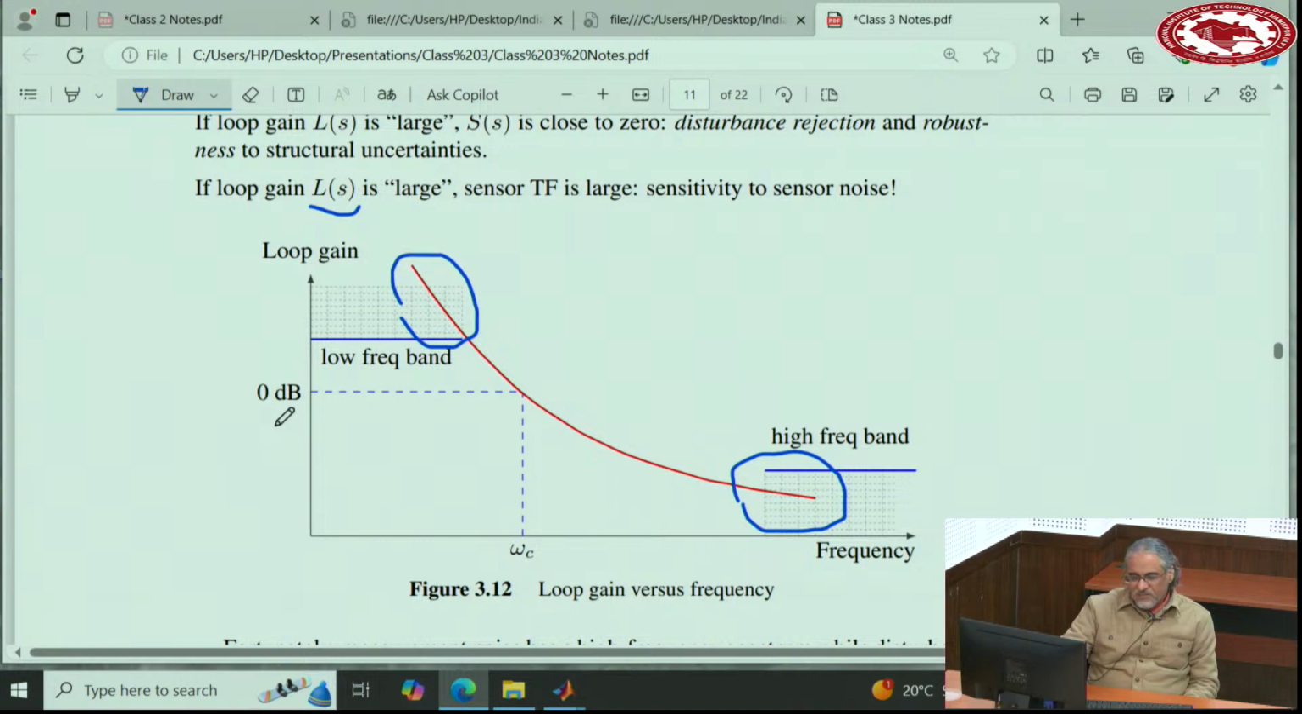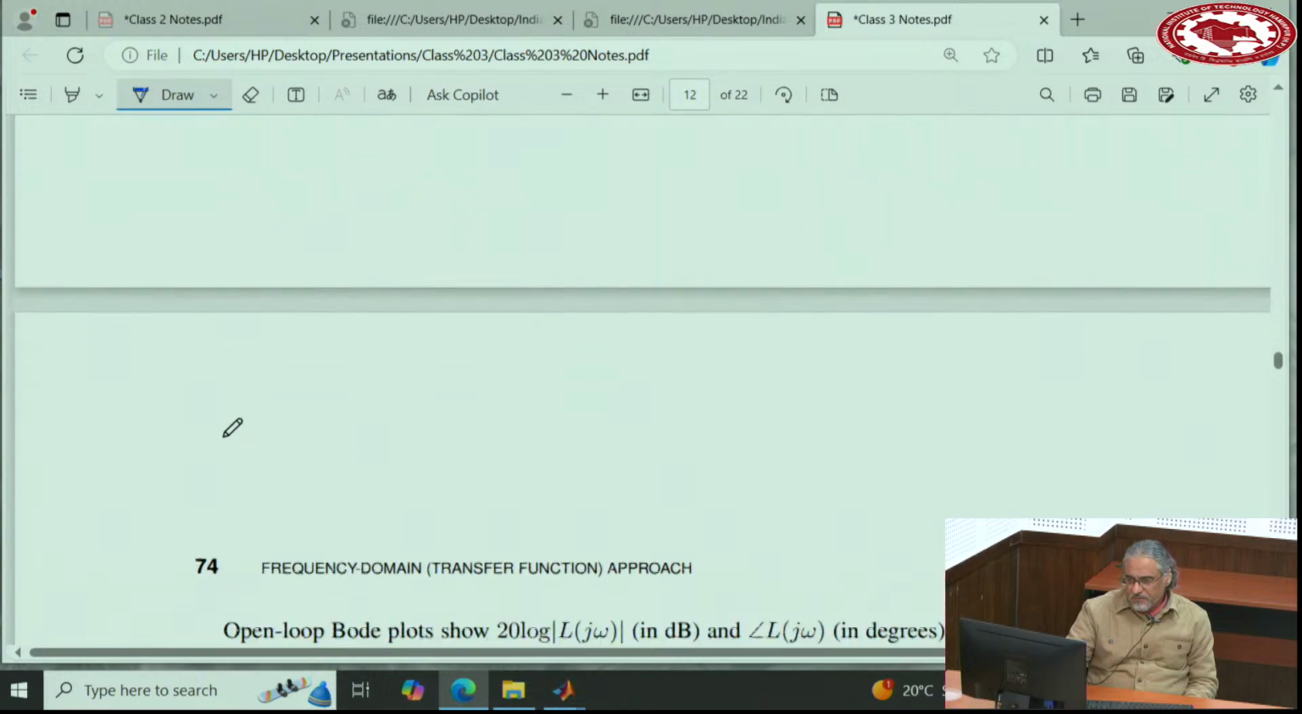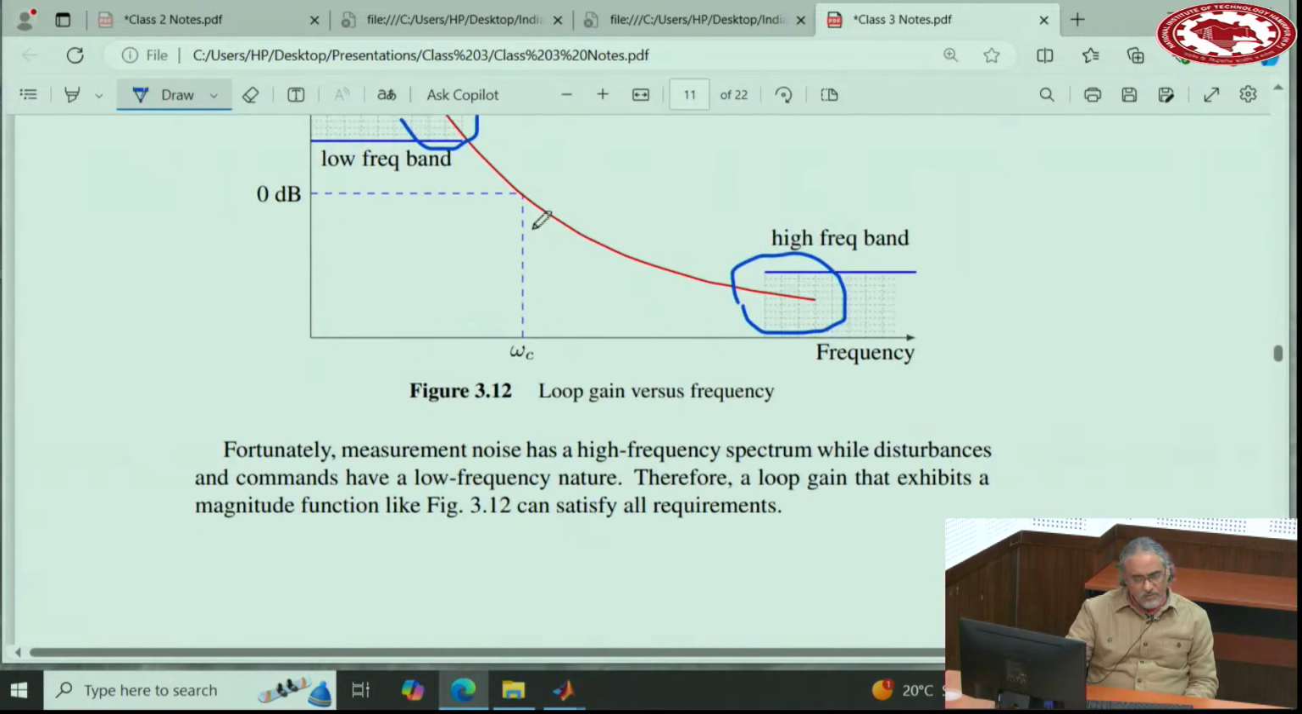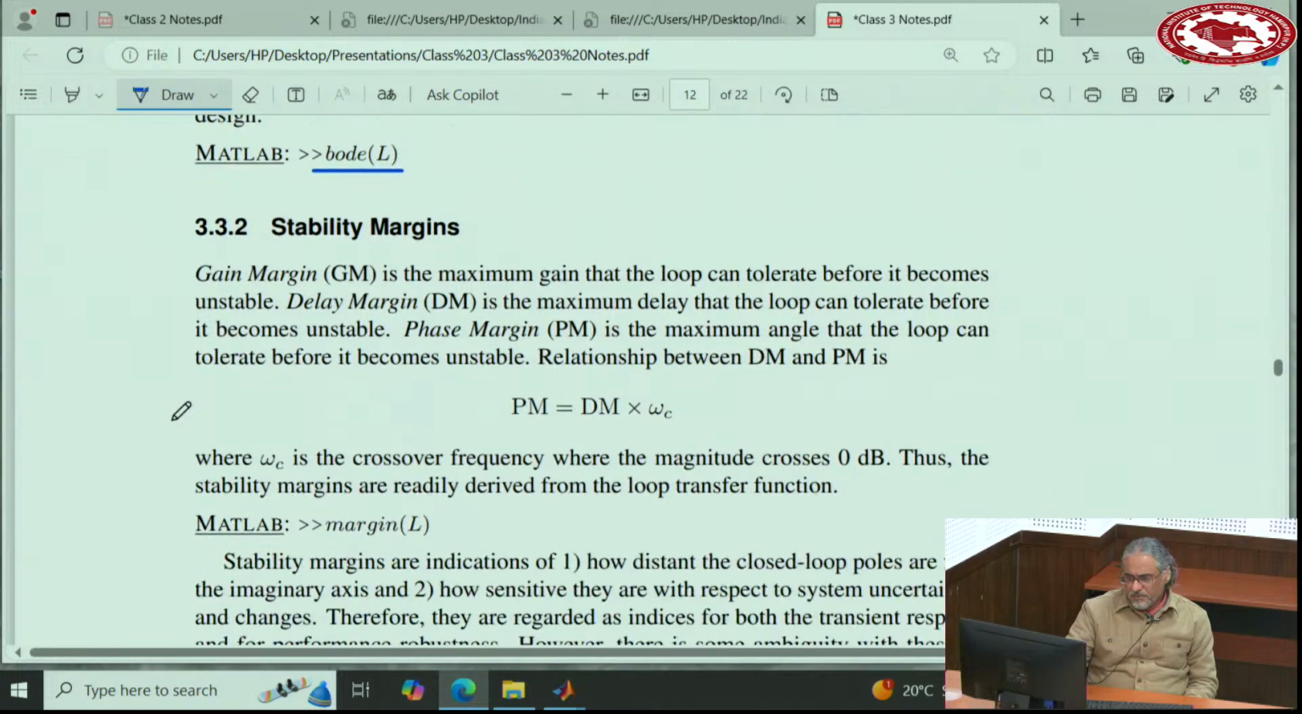Okay? So the conclusion from this discussion is that in any control system, the loop gain or loop transfer function must be shaped or designed such that at low frequencies it's large, and at high frequencies it's small. This will guarantee that the control system is not very sensitive to disturbances, not very sensitive to uncertainties, and not very sensitive to sensor noise. This is the general guideline that we need to follow. Okay, so the bode command in MATLAB shows this diagram, and you can use that to shape the plot.